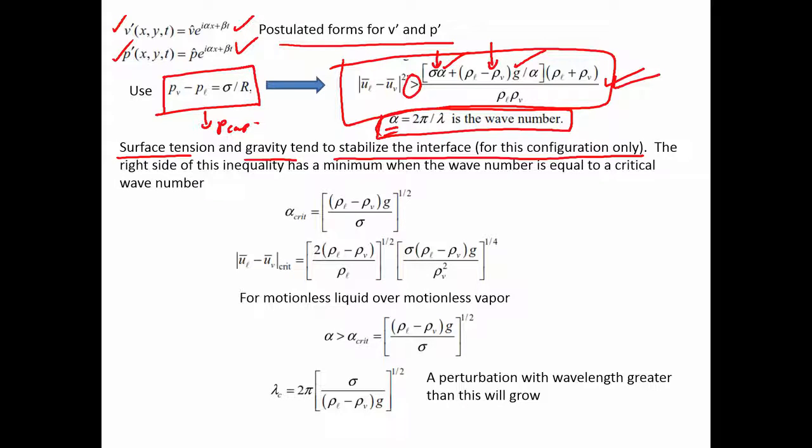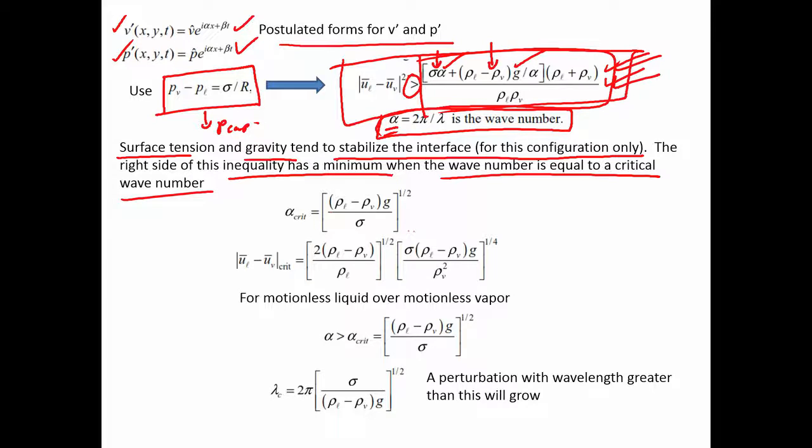So, the right side of this inequality has a minimum value when the wave number is equal to the critical wave number. If you minimize the right hand side of this equation, all other quantities are fixed, so only alpha is the variable that you have here. Basically, you minimize this quantity in terms of alpha.